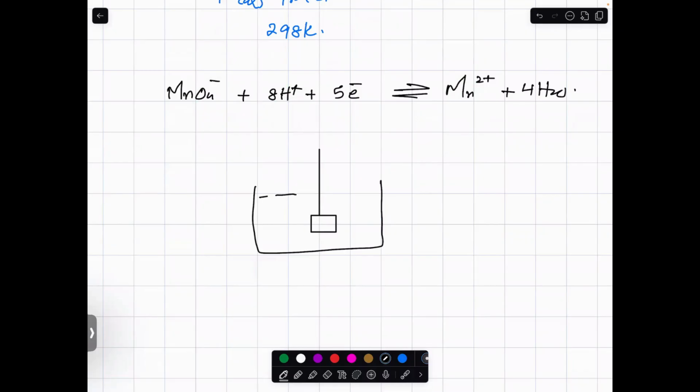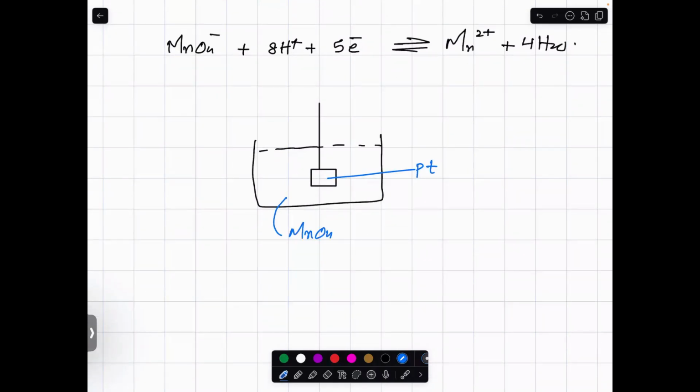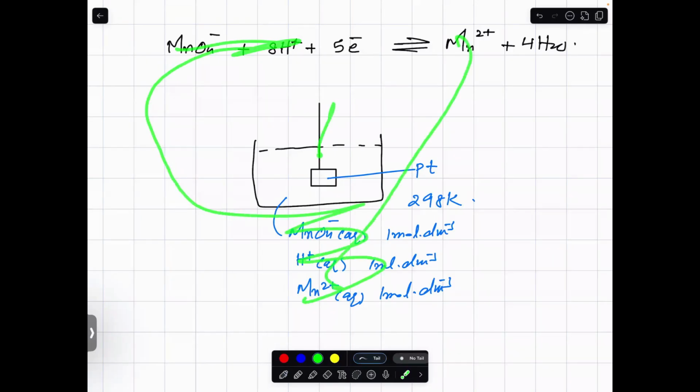And in the container, there is this platinum. In this container, there is MnO4⁻ aqueous, there is H⁺ aqueous, there is Mn2+ aqueous. And you know, each is 1 mole per dm cube, and 298 Kelvin. So if there are ions, you will write the ions and you will use platinum.